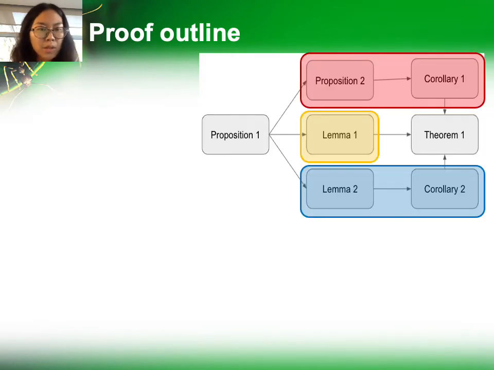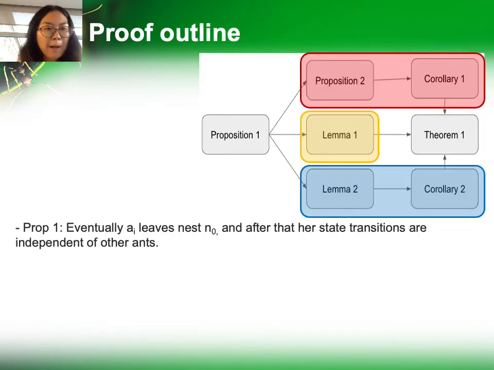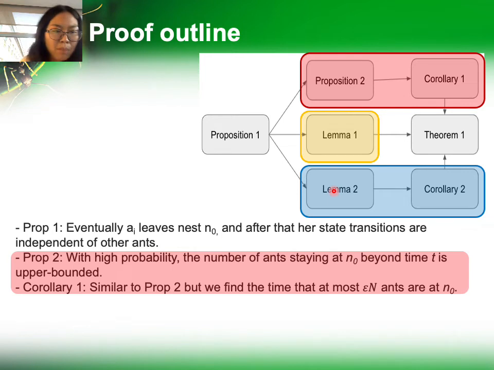And next, I will go into the actual proofs. So proposition 1, here's the structure of the proof. Proposition 1 comes from a key observation that any ant Ai eventually leaves nest N0. And after that, her state transitions are independent of other ants' states and transitions. From proposition 1, we have three branches of reasoning, which eventually will lead us to theorem 1. And now I will go through them one by one.